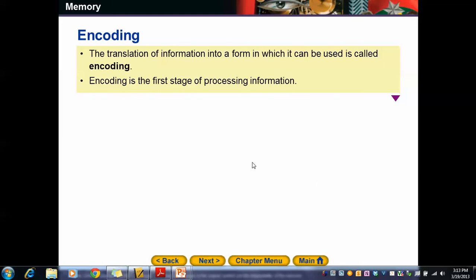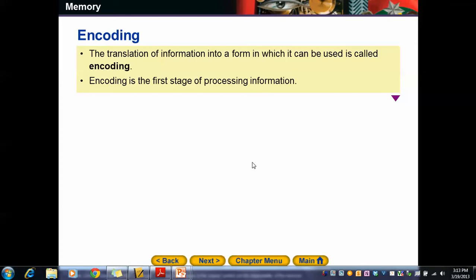All right, so let's talk about how we actually process memory. Computers and people both process information, and computers use electronic circuits to process this information while people use our brains. But the process used by computers and people are very similar. Both computers and people encode and then store and then retrieve the information.